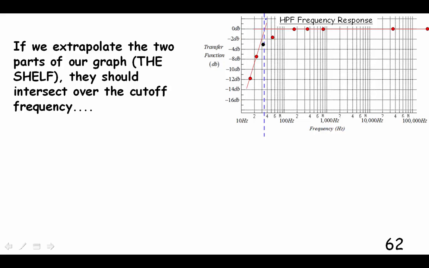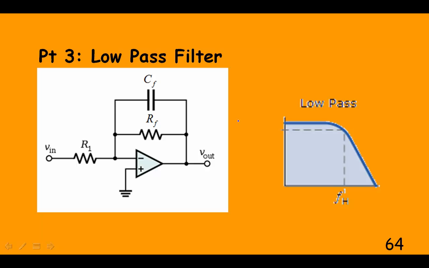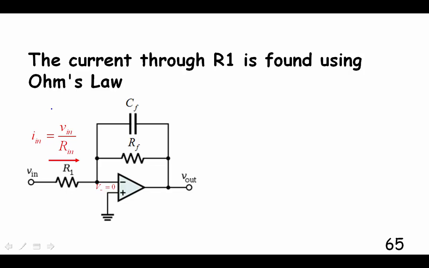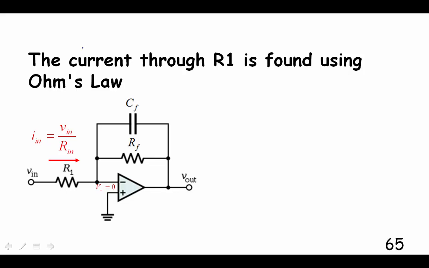Now I can extrapolate these two regions, and this is called the shelf. This is a shelf filter, and where those two extrapolated lines meet should happen right at your cutoff frequency. I really should have taken another point here to get a better line. Okay, low-pass filter. Now we're going to get rid of the capacitor on the input and put it over here.